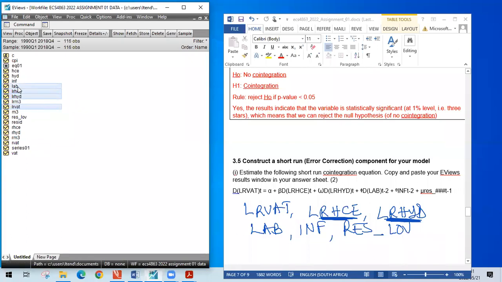Lab. Okay, Lab. You can mute. I think there's feedback somewhere. You can mute.